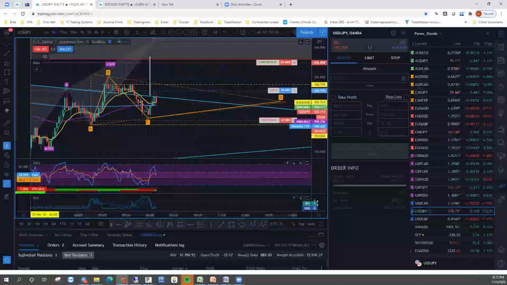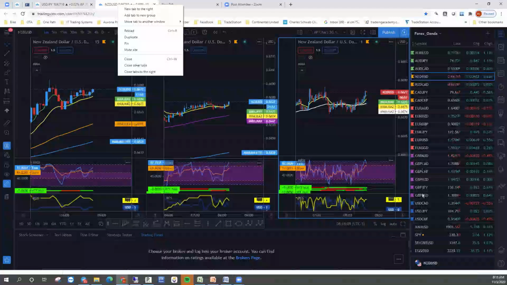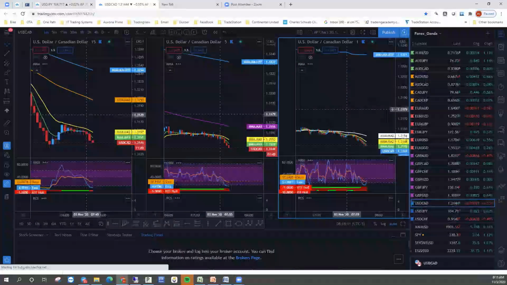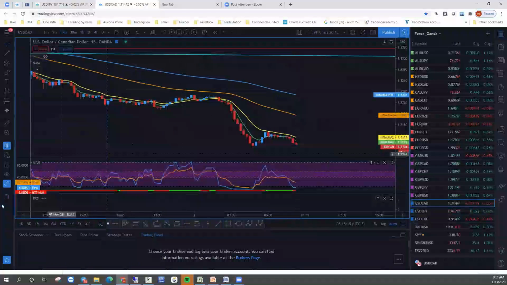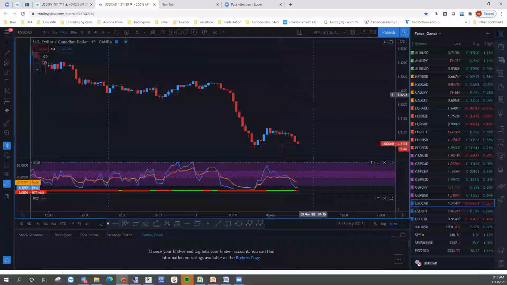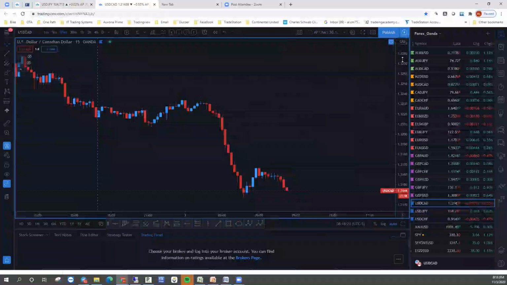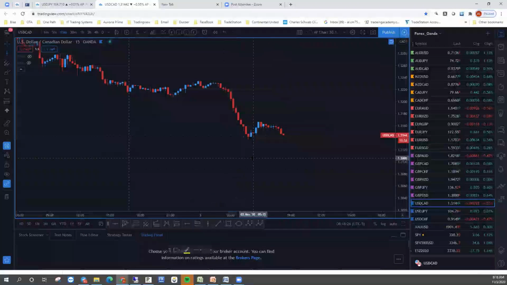Does anybody have anything that they would like to look at in particular until we get another alert? I can go and draw the US CAD. There was an alert there 15 minutes later at 2:15. I'll erase all the trend lines here and start with a fresh chart. 15-minute chart, 2:15 in the morning.